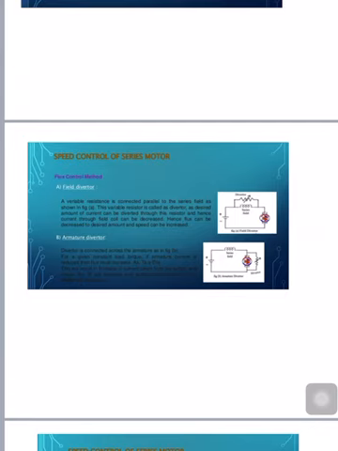Okay, next method is the armature diverter. Here the diverter is connected across the armature. For a given constant load torque, if armature current is reduced, then flux must increase, as torque is directly proportional to phi Ia. This will result in an increase in current taken from the supply, so the flux will increase and the speed of the motor will decrease. This is the armature diverter method.